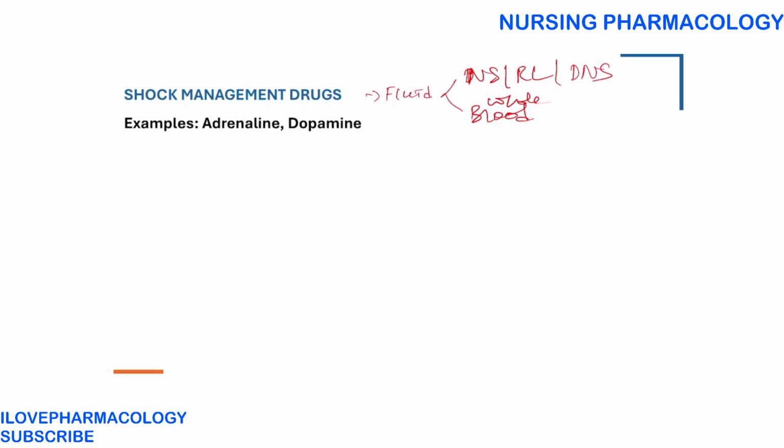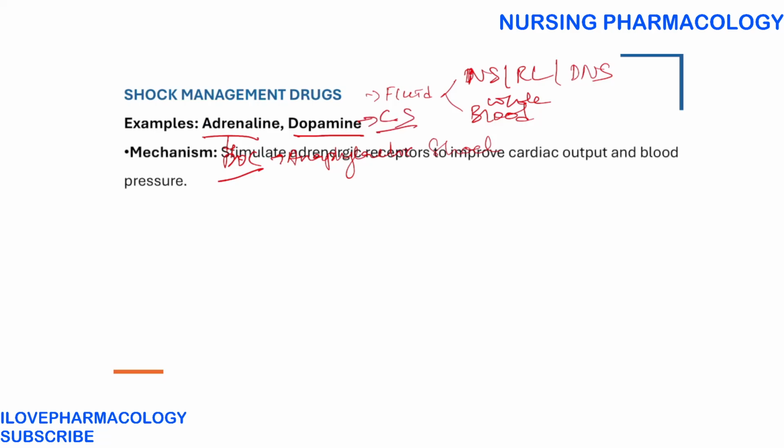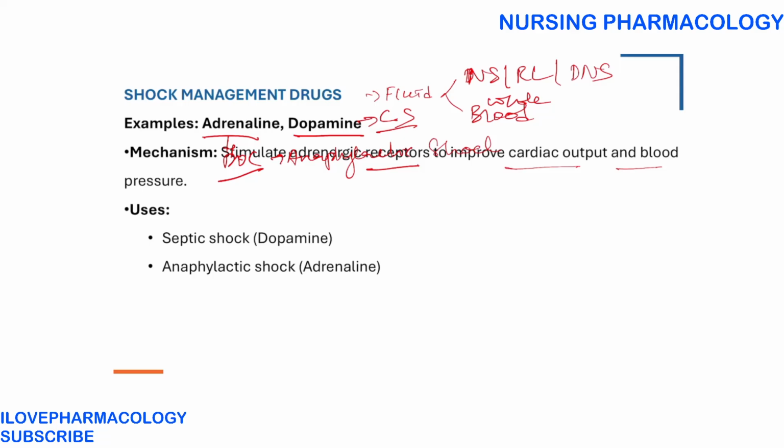Apart from that, to treat the hypotension as well as the cardiogenic shock, you should give adrenaline and dopamine. So adrenaline is a drug of choice for anaphylactic shock. This is for cardiogenic shock. So basically it will stimulate the adrenergic receptors and improves the cardiac output and blood pressure. So dopamine is used in septic shock as well as cardiogenic shock, and in anaphylactic shock you are going to use adrenaline. Side effects: it can raise the blood pressure, it can precipitate hypertension, it can cause tachycardia as well as arrhythmia.